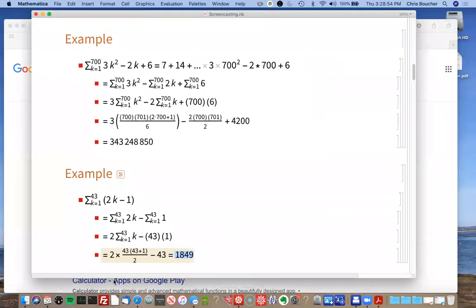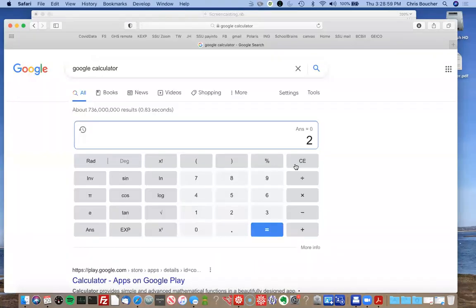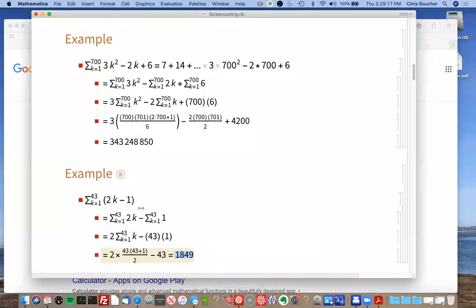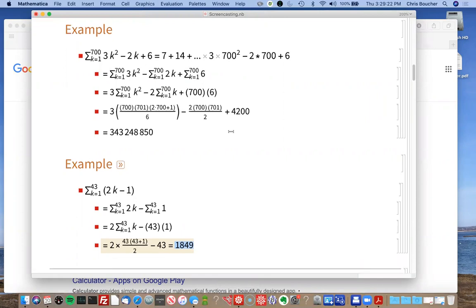So what was this one we did? 2 times 43 times 44 over 2, 2 times 43. You can also type the numbers, times 44 divided by 2, and then what was the rest of it? Minus 43. Then equals 1849, and that's the same thing we got. Yes, indeed. So just making you aware of that thing that you're probably already aware of.